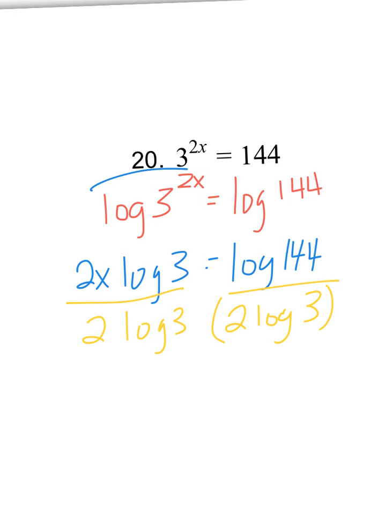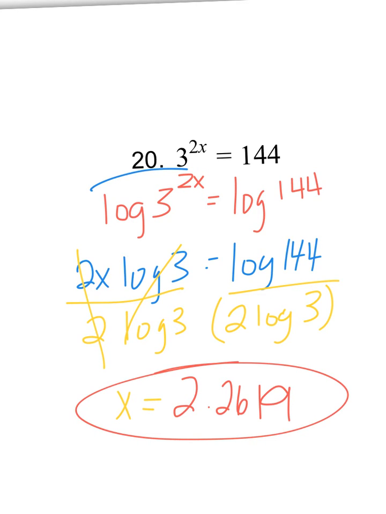Make sure that goes in parentheses. You would be left with x equals, using the calculator, log 144 divided by, in parentheses, 2 log 3. I get a decimal I'm going to have to round, 2.26185, so the 8 rounds up to a 9. There it is.